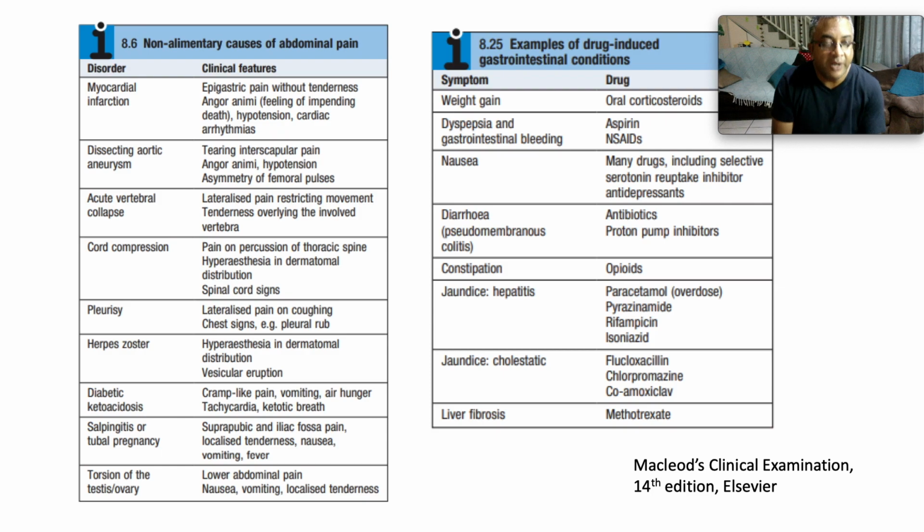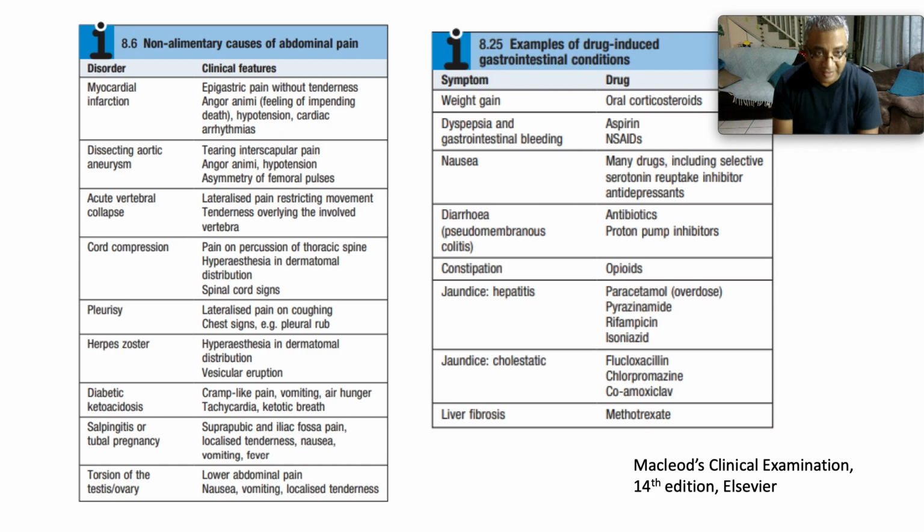All right. Some non-alimentary causes of abdominal pain, relatively common: myocardial infarct. Oh dear. Right. And here we have epigastric pain without tenderness, angor animi, which is a fancy way of saying feeling of impending doom. Oh dear. Hypertension and cardiac arrhythmias.